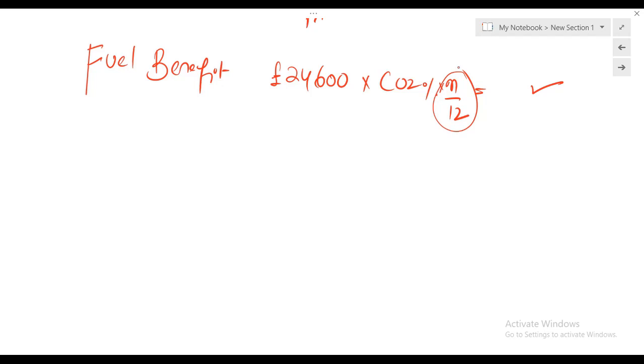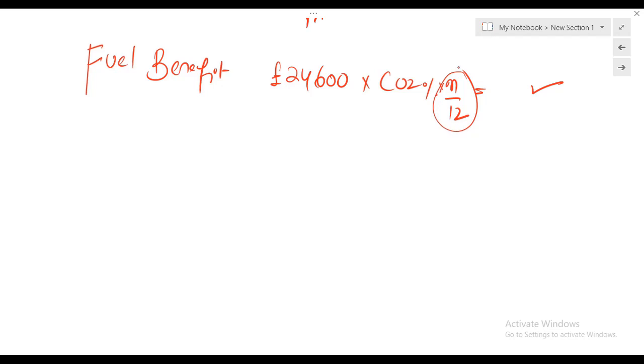But there's one more concept. What is that? If the employee partially reimburses the fuel benefit to the employer, then according to HMRC, partial reimbursement by the employee to the employer does not reduce fuel benefit. Repeat. If an employee partially reimburses the fuel benefit, then according to HMRC, partial reimbursement of fuel benefit does not reduce taxable benefit for the employee. You need to remember this.